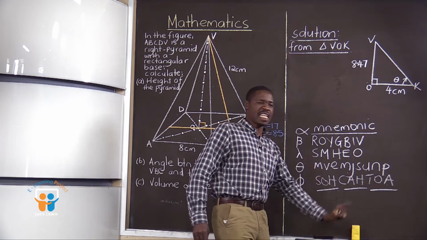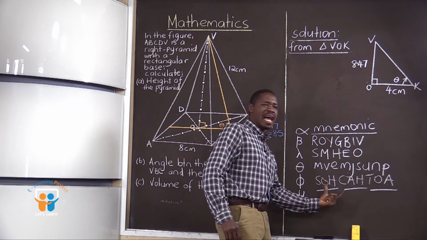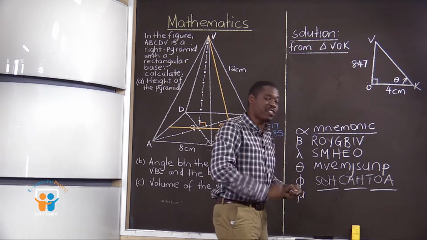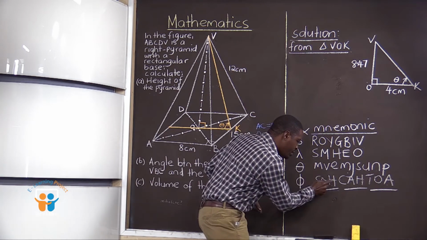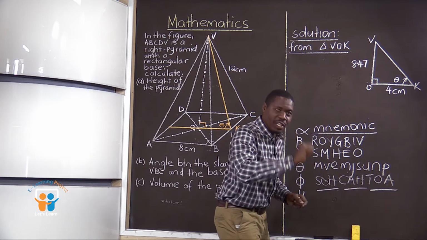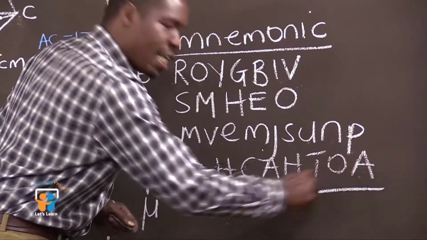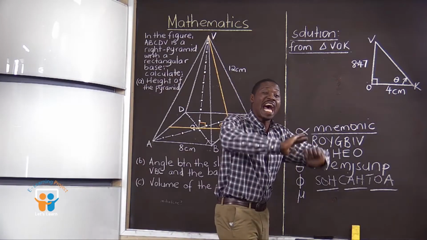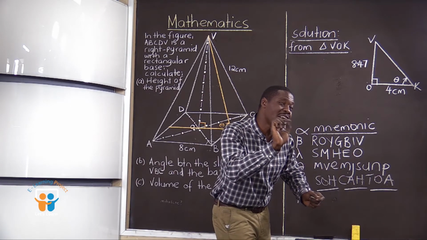Whenever we are using this mnemonic, this formula, we need to have at least 2 known values. Remember, we have 1, 2, 3. 2 of them must be known. In case you have 2 which are not known, it means that formula cannot help us.